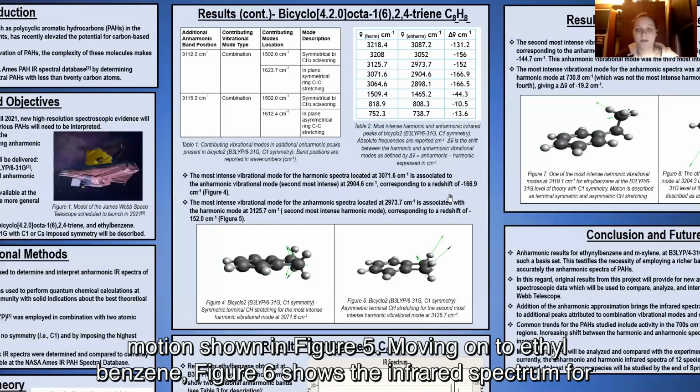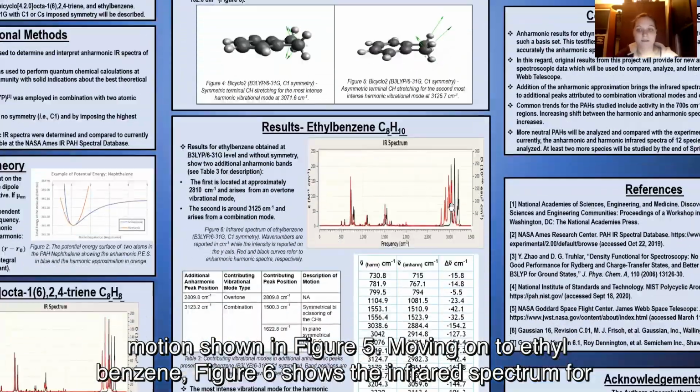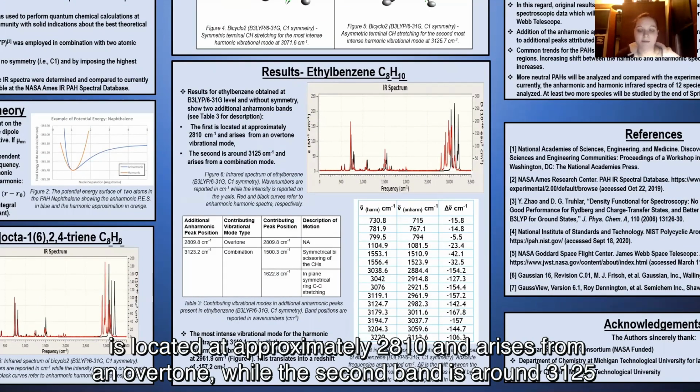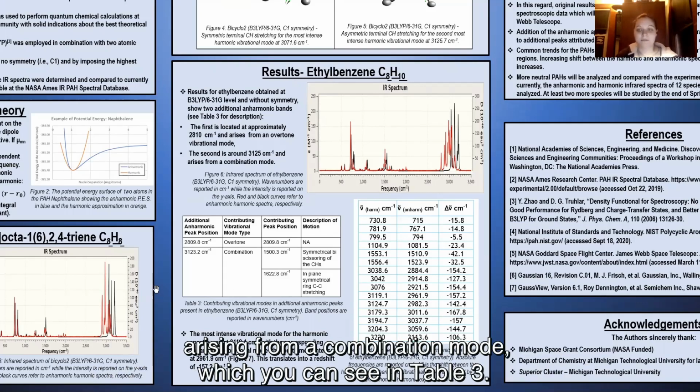Moving on to ethylene benzene, figure 6 shows the infrared spectra for ethylene benzene. The results for ethylene benzene show two additional anharmonic bands. The first is located at approximately 2810 and arises from an overtone, while the second band is around 3125, arising from a combination mode, which you can see in table 3.